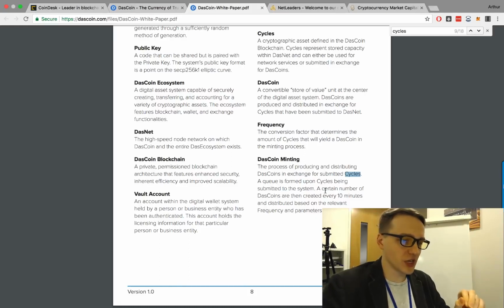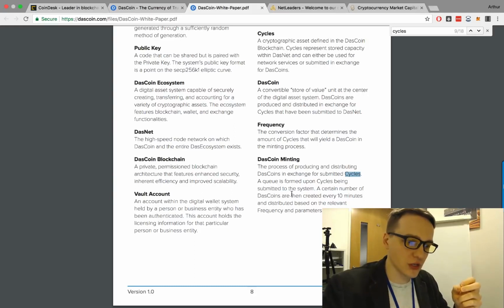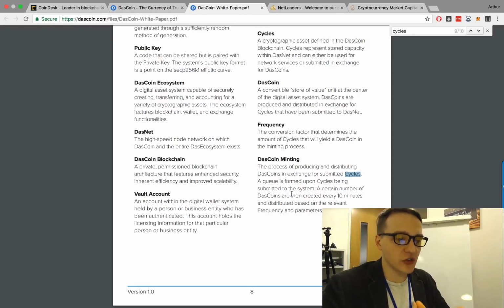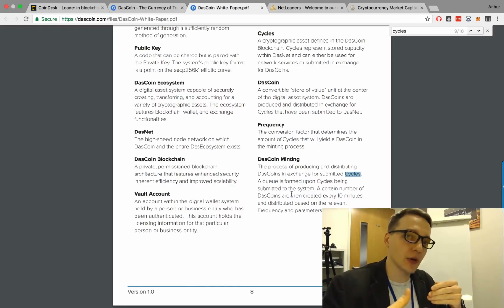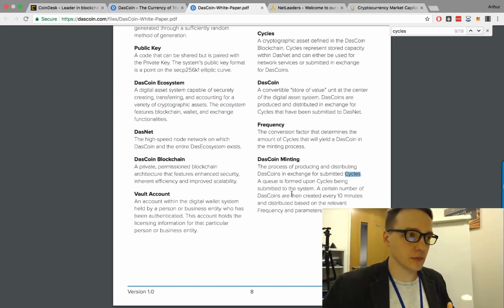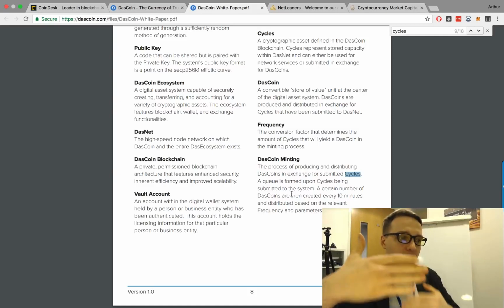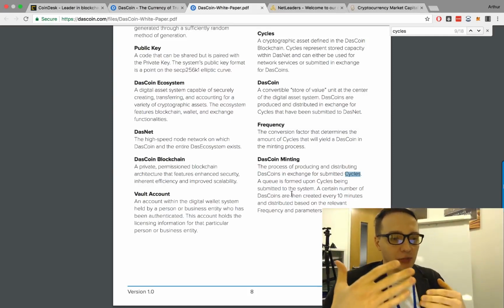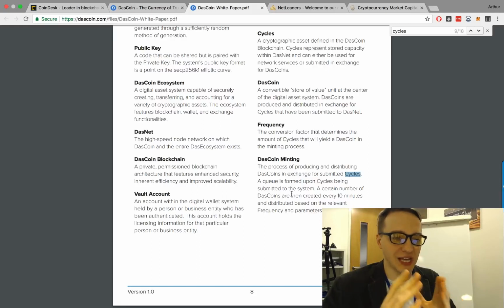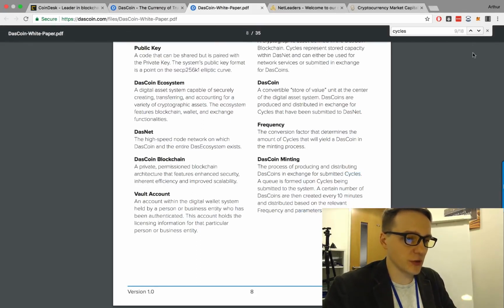The queue is formed upon cycles being submitted to the system. A certain number of DasCoins are then created every 10 minutes and distributed based on the relevant frequency and parameters within the queue. If you'd watched my first video, then that's what I've mentioned. It says here a certain number of DasCoins, because with every network upgrade, the speed at which DasCoins are being created can change. Right now, actually up until the 17th of February, because potentially right now it's different, we're just waiting for that figure. But up until the 17th of February 2018, 10,500 DasCoins were being produced every 10 minutes. So frequency are parameters within a queue.